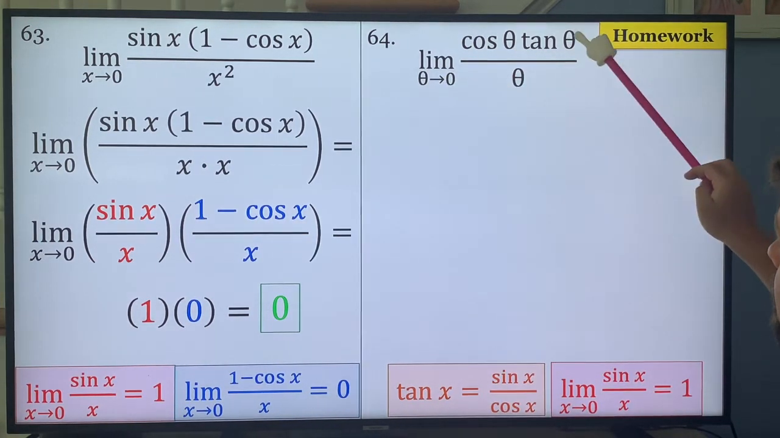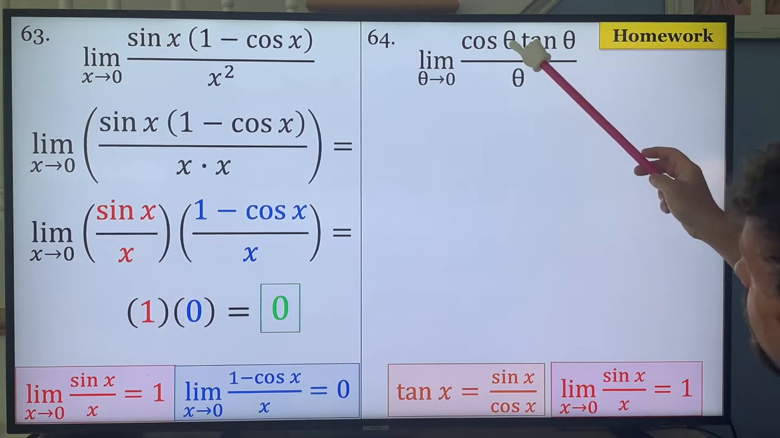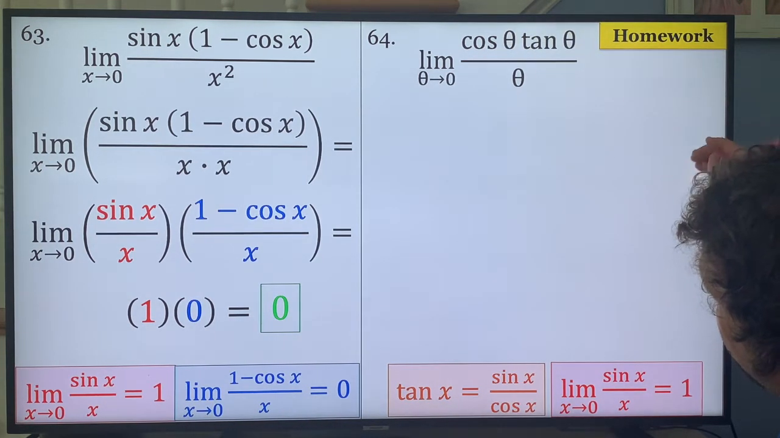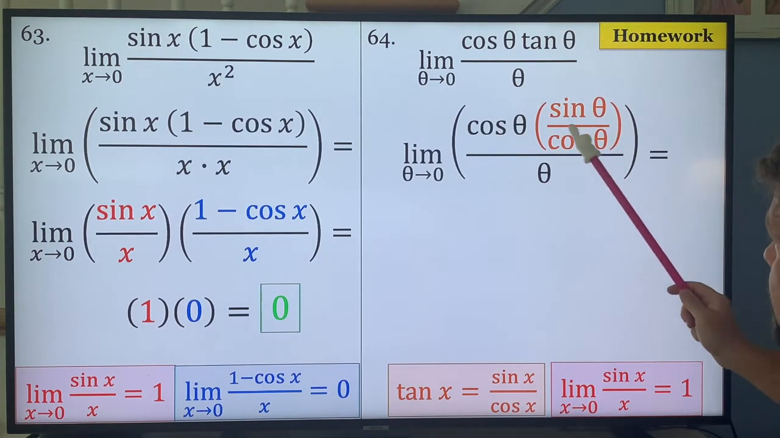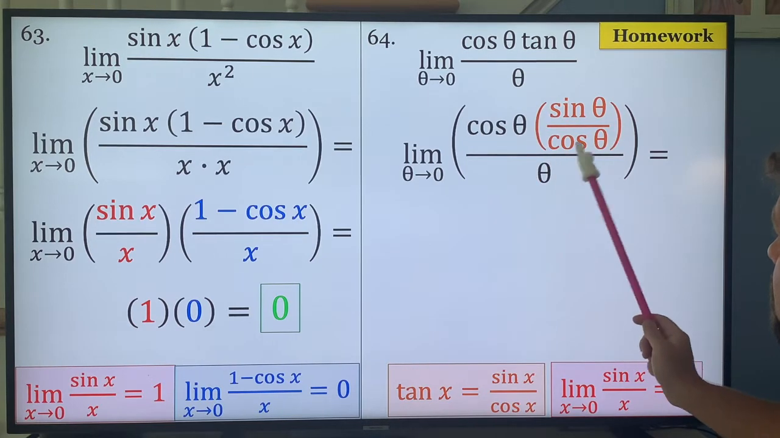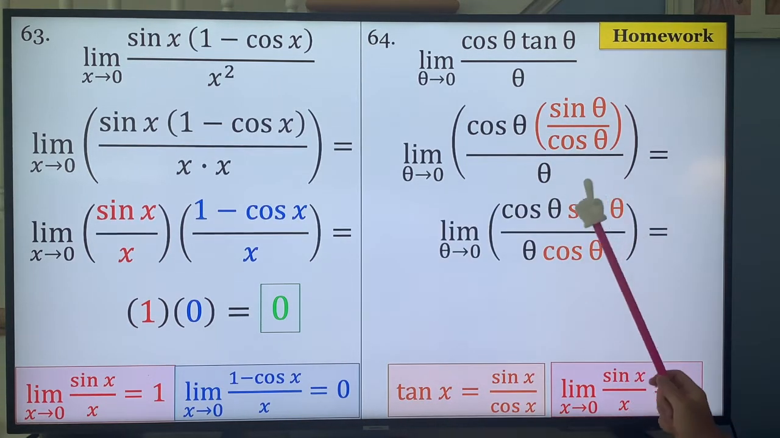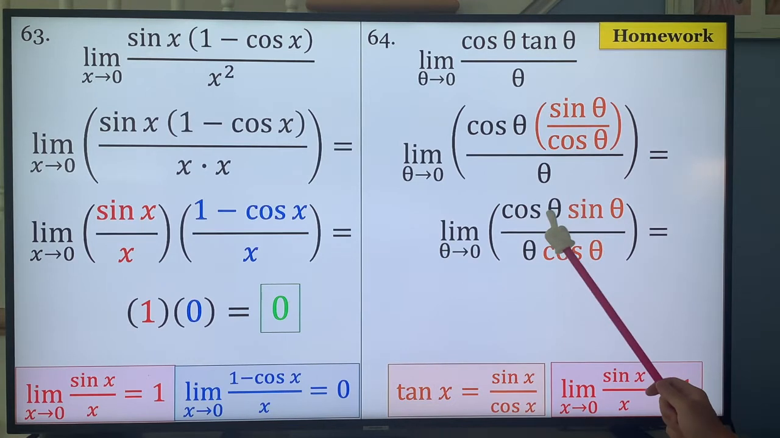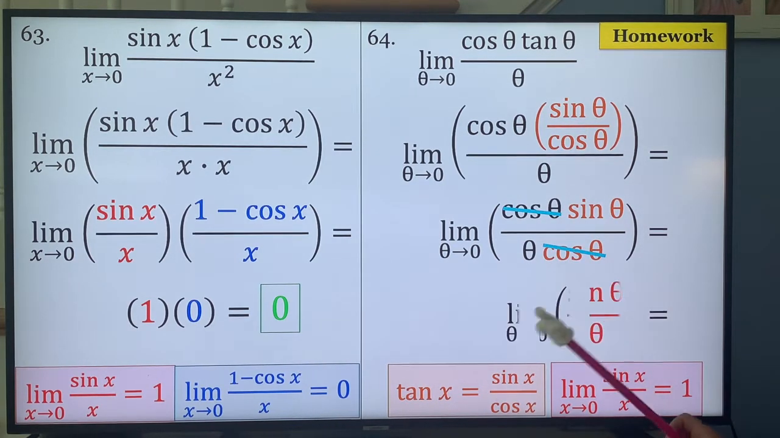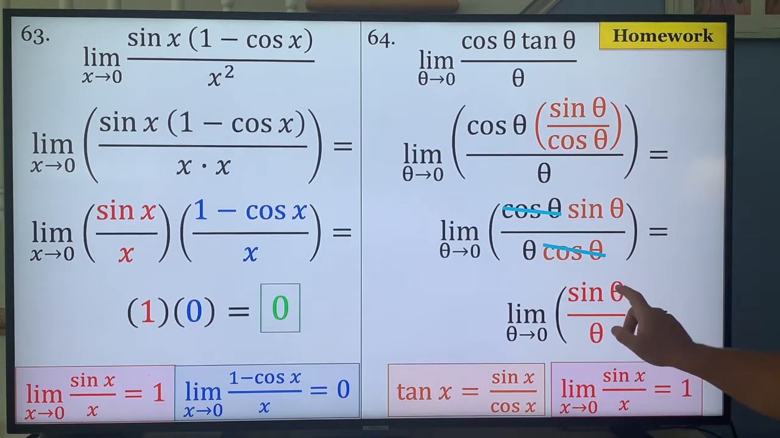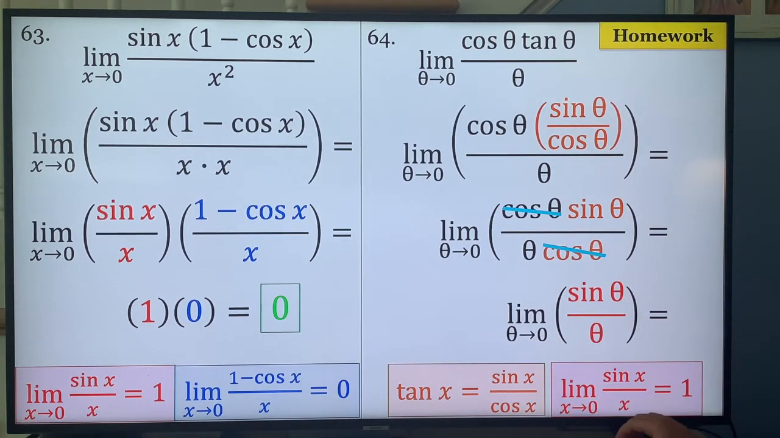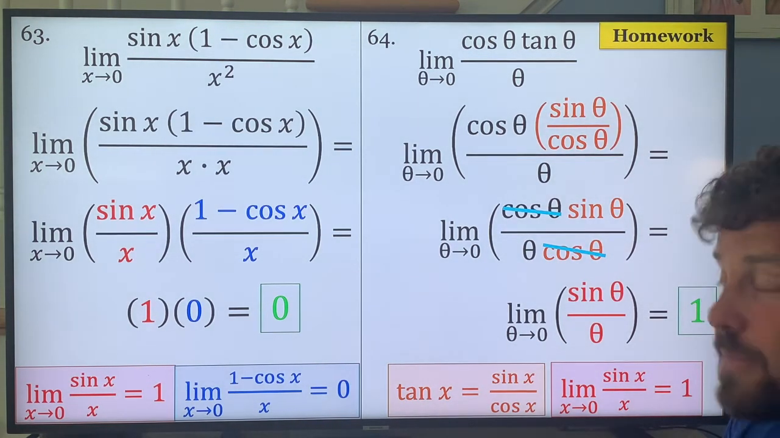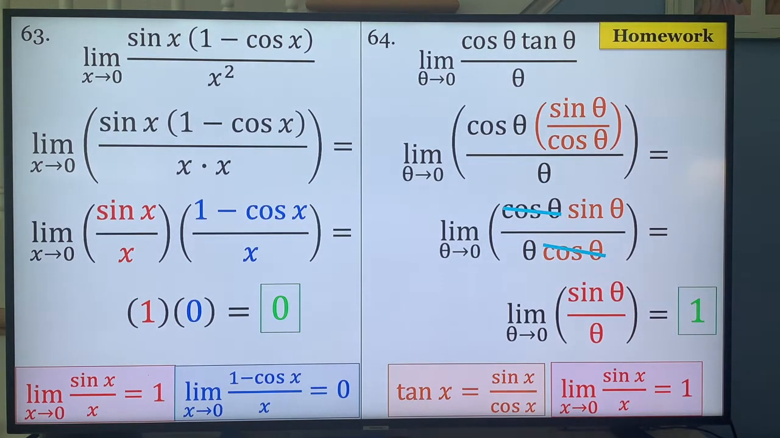Theta approaching 0. Same thing as having an x there, doesn't matter. If I plugged in 0 right away, I would get undefined as an answer. So I turn tangent into sine over cosine. Look what happens to these cosines. They cancel out, because this cosine technically goes to the bottom. Cosine over cosine. You're left with sine theta over theta, which is the same as sine x over x as x approaches 0. Same thing. It doesn't matter what variable this is. Answer is 1. That was easy. Ready for problem 65?